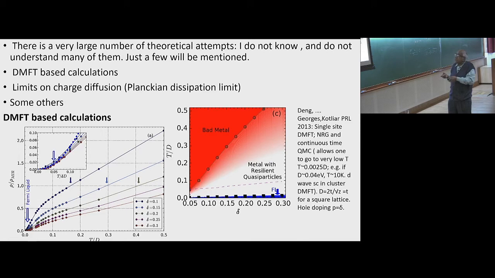These people, meaning Antoine Georges, Deng, Cotillard, and so on, used an algorithm for solving the single site quantum impurity problem, which enabled them to go to very, very low temperatures. They found that the resistivity in units of the Mott-Ioffe-Regel value, plotted as a function of temperature in units of, in this particular case, the nearest neighbor hopping, which is labeled D by them, at very low temperatures goes as T squared. There are signatures of well-defined quasi-particles. At pretty low temperatures, the linearity of the resistivity sets in and doesn't seem to show any signs of saturation.